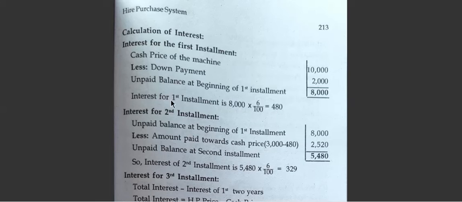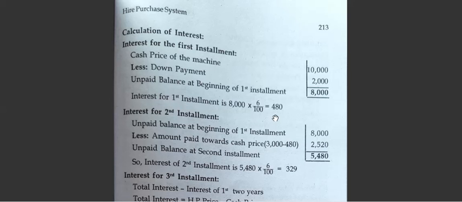Now the second installment; there are 3 installments. For the second payment, what is the unpaid balance? See, 10,000 was the cash price. Out of that you have paid 2,000 rupees. So how much remains to pay? 8,000. So the unpaid balance for the first installment is 8,000. Less the amount paid towards the cash price. See, every installment, what amount will they pay? They will pay the installment amount, 3,000 rupees.